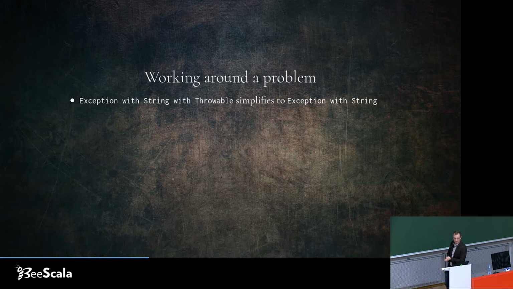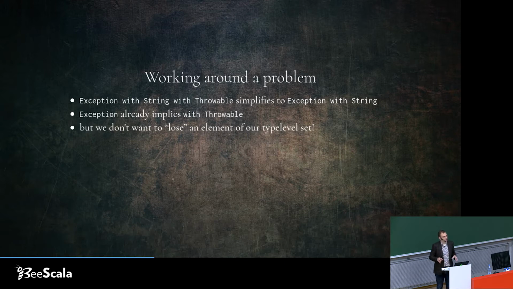We have a problem, unfortunately, in that Scala has subtyping. So if you have the type Exception with String with Throwable, there is a subtyping relationship between two of those types in that intersection. That simplifies, unfortunately, to Exception with String. But Exception already implies Throwable, because Exception extends from Throwable. So the compiler will deduplicate those Throwables. There's one that's already provided through the Exception, and then there's this one here, which just gets deleted, effectively. We don't want to lose an element. We don't want to have a type-level representation of a set and then randomly lose elements from that intersection.